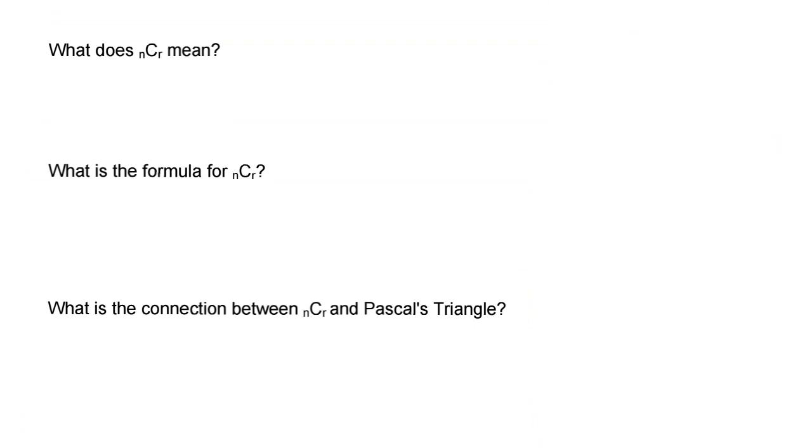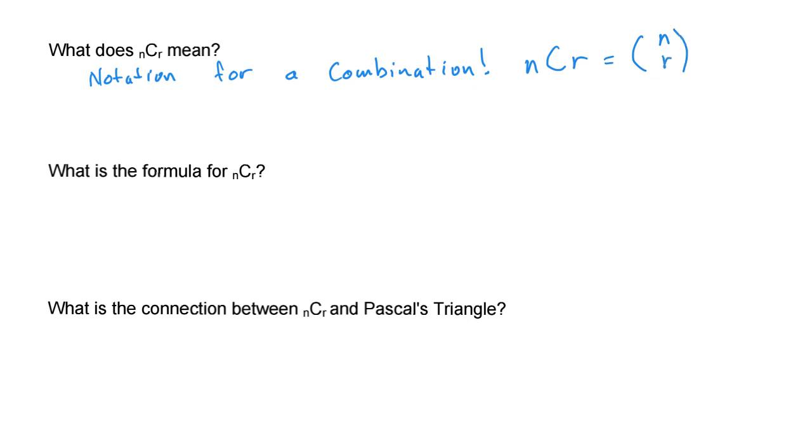What does NCR mean? When you hear NCR, this is what you mean. NCR means it's the notation for a combination. So what does NCR mean? It's the notation for a combination. We can write it as NCR, and sometimes you will see it written as this, NR, where N is our number of choices and R is the specific choice that we choose.